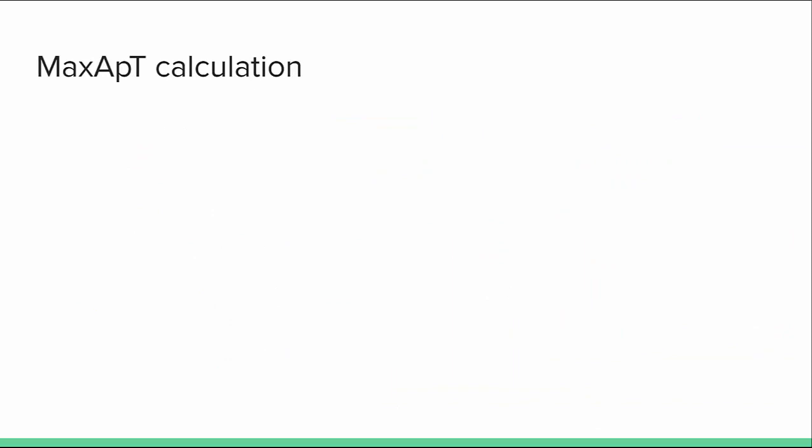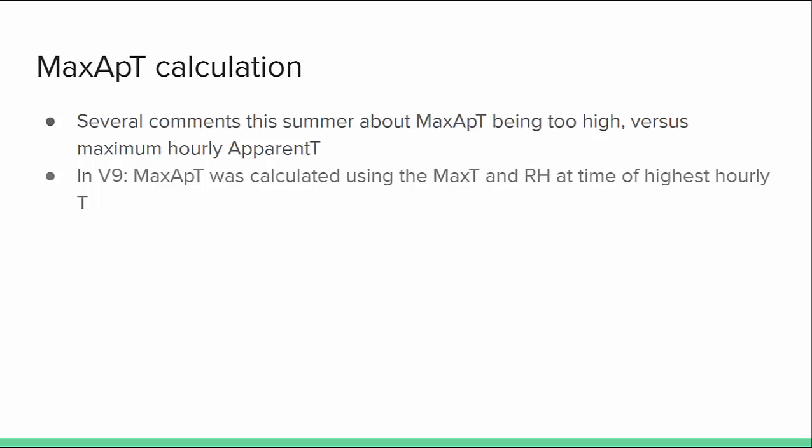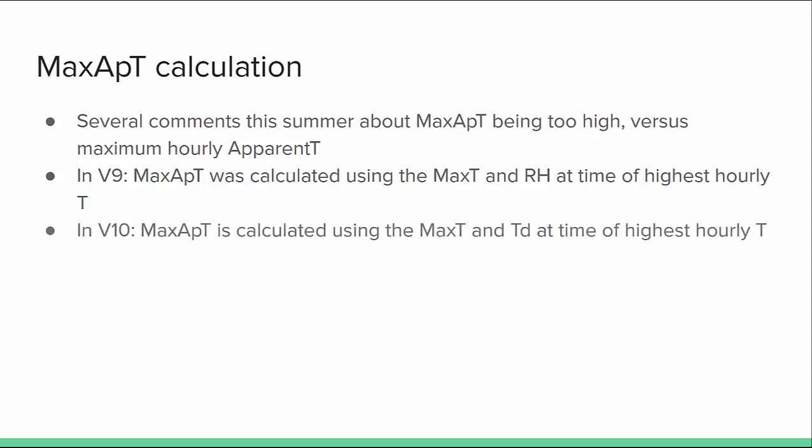I want to do a little review on this topic about max apparent temperature. We had some issues during the summer months asking why my max apparent temperature is higher than any of the hourly apparent temperatures. In version 9, max apparent temperature was calculated using the max T and the RH at the time of highest hourly T. Let me focus on that RH part, because in version 10, we switched that RH to dew point. So we're just scanning the dew point grids now instead of the RH grids. It does make a small reduction, but it's not a big, massive overhaul.